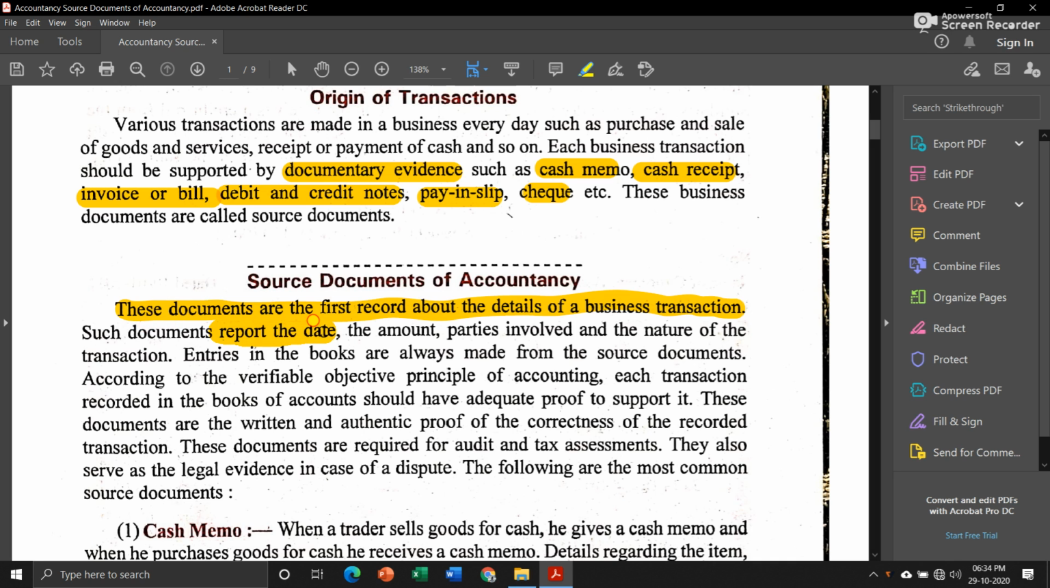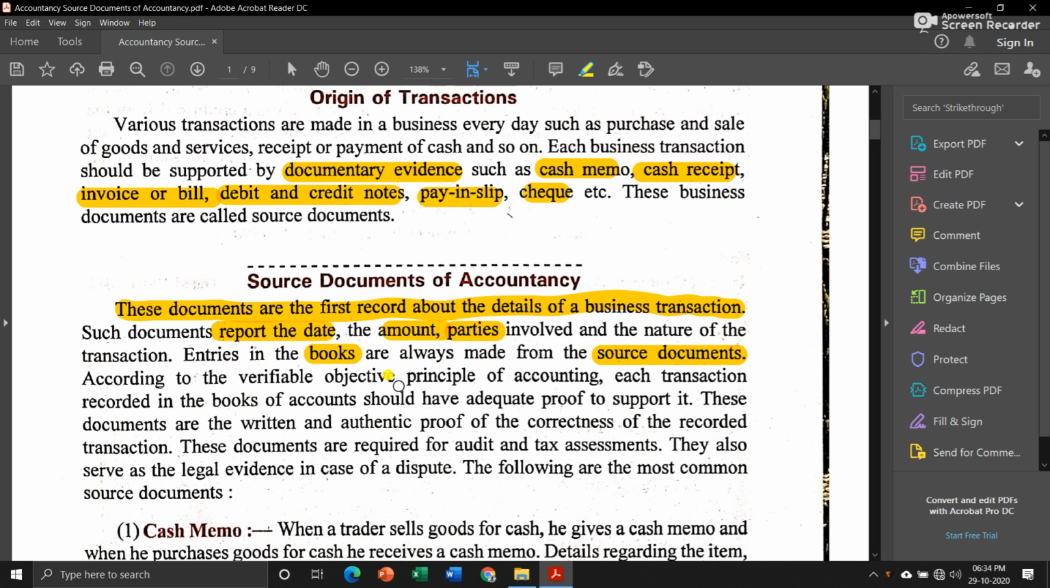What we will find in these documents are date of the transaction, amount, then which parties were involved, and the nature of transaction. Nature of transaction means whether that transaction was sale of anything, whether it was purchase of anything, whether it was for paying rent, commission, or something like that. Then entries in the books are always made from the source documents. Now for recording in books we need source documents.